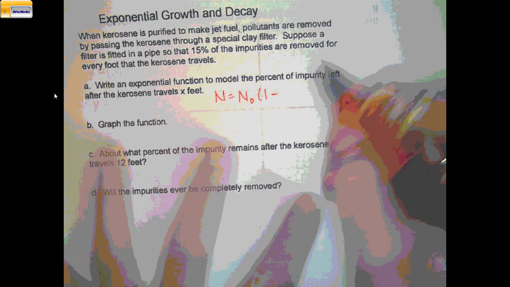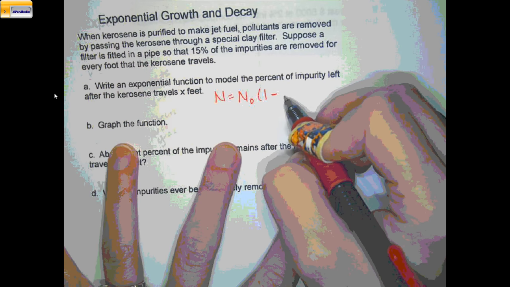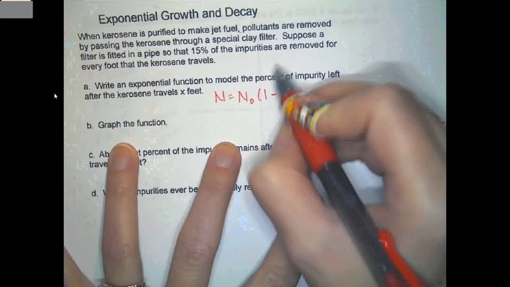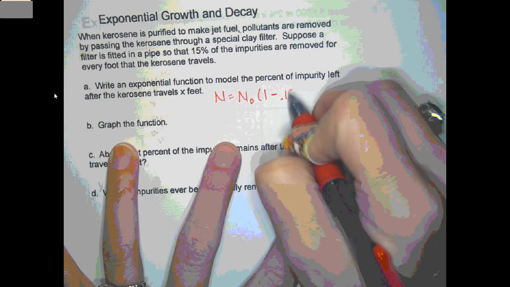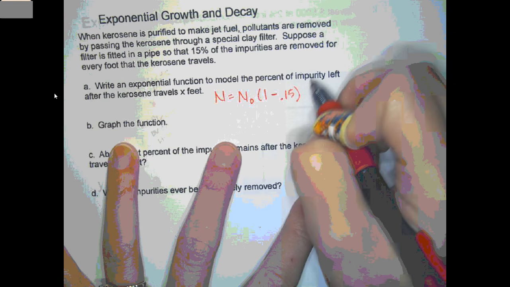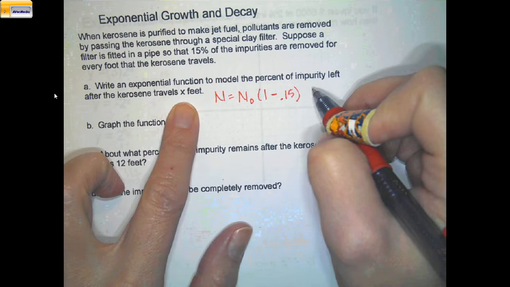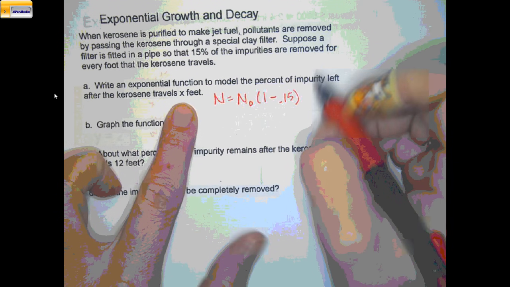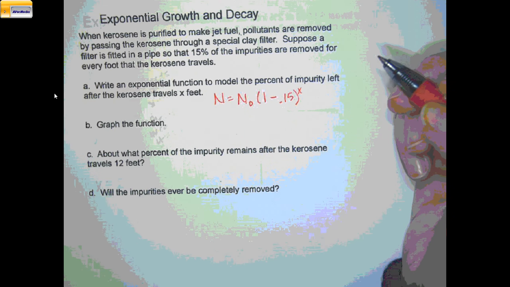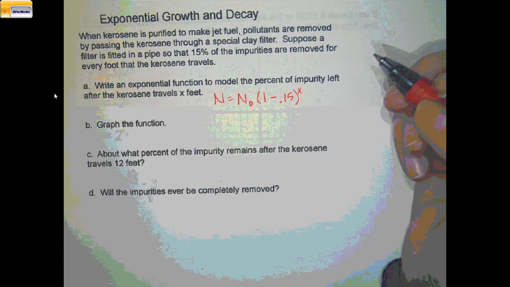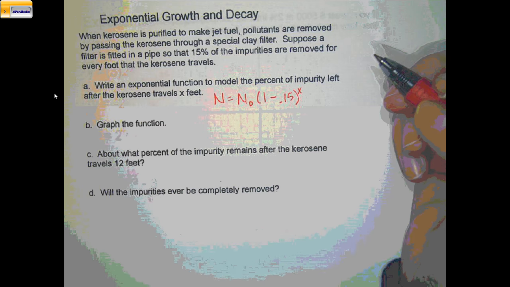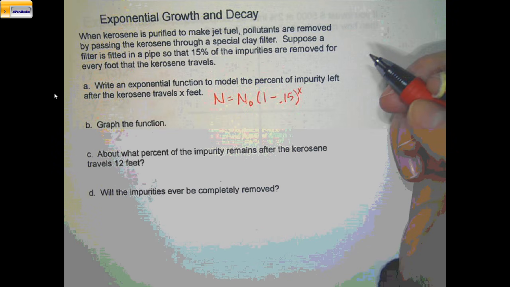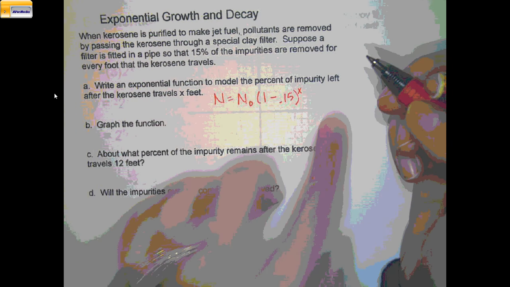So we're subtracting 15%. So what do I write with my pen? 0.15, thank you. To the, and usually it's T and usually it's time. In this case, it's feet, and they want us to call it X. So for every foot that it travels, 15% of those impurities get removed. It says to graph the function. The problem is that I've got 3 unknowns.